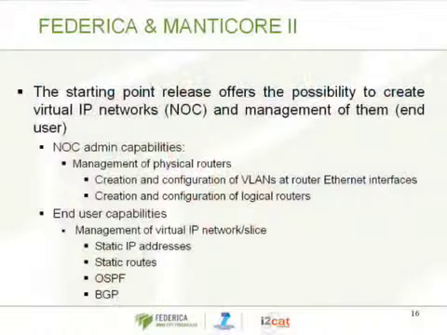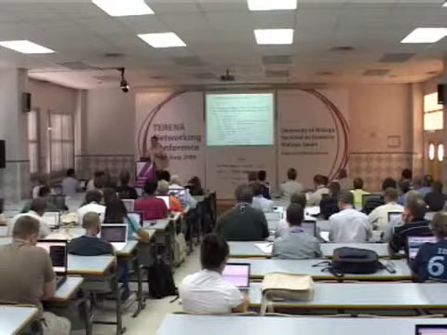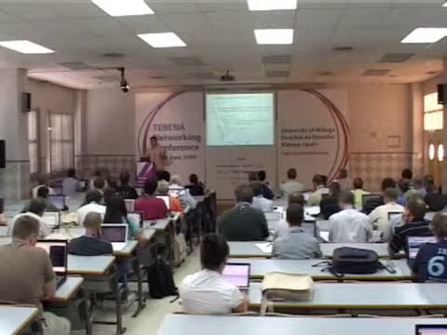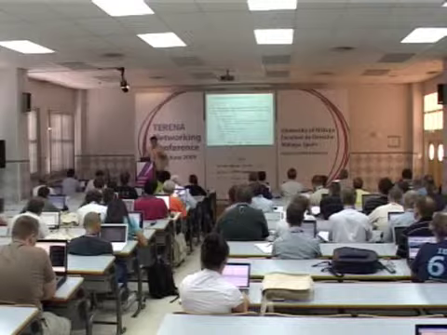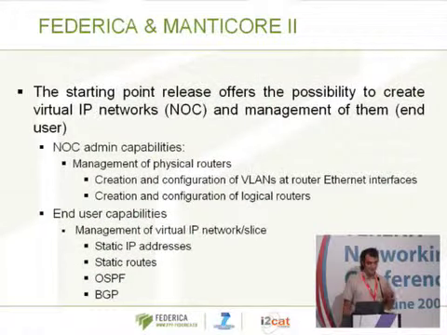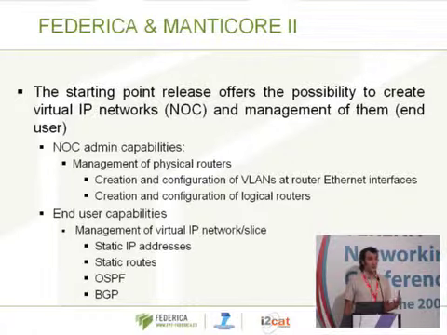The current release of Manticore, which is our starting point, permits the NOC admin to manage all the physical routers. That means that he can create logical interfaces, configure VLANs in the interfaces, and also create logical router instances. Also, the current release of Manticore permits the end user to manage his own IP slice. That means that he can set static IPs and routes, and also he can configure OSPF and BGP in his own IP slice.